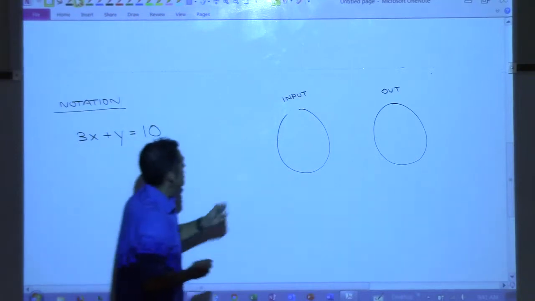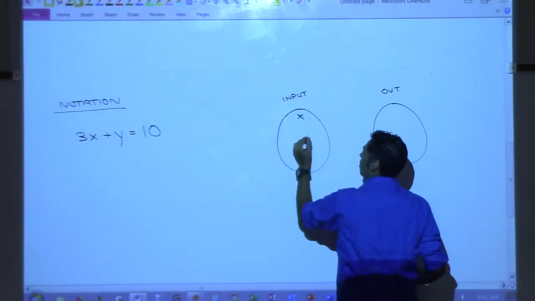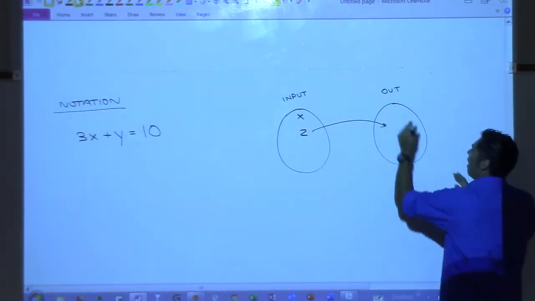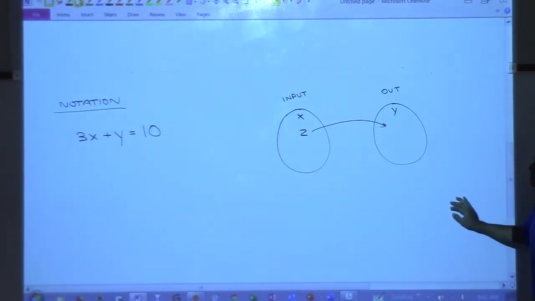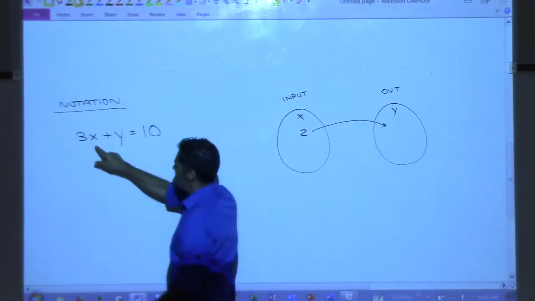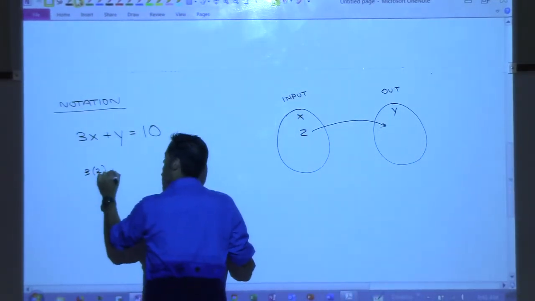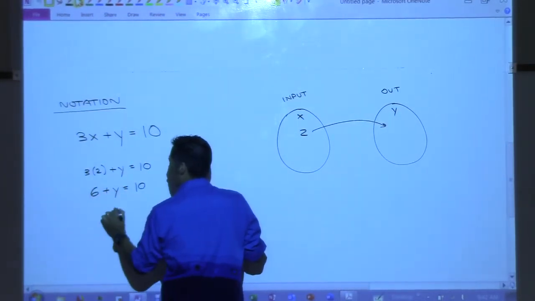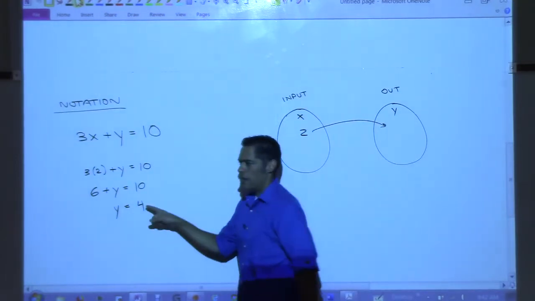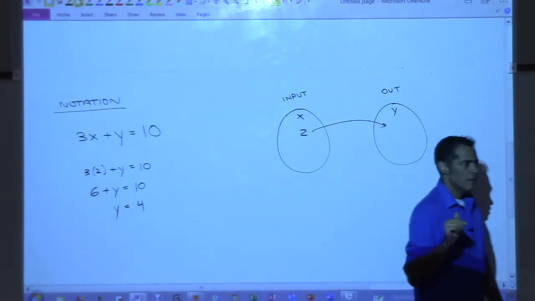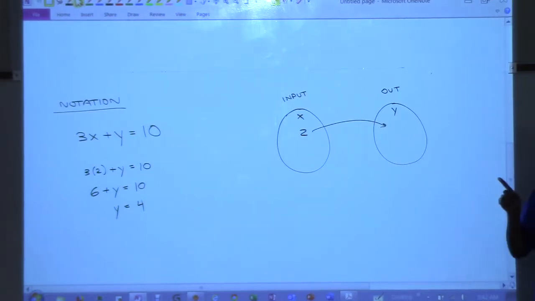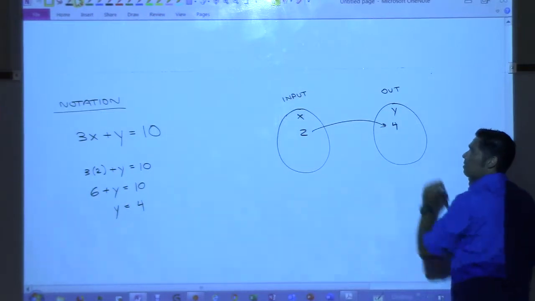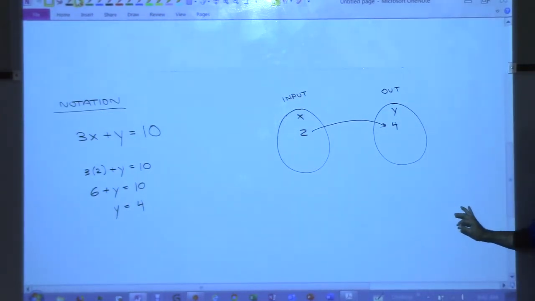Right? So if I say right now that my x is going to be, let's say, 2, what would our output, what would our y be? So let's just do it real quick. If this x is 2, that's 6 plus y equals 10. So then y would equal 4, right? Because you would have to subtract 6 on both sides, right? So if you plug in 2 for x, it's going to spit out and force your y to be 4. Agreed? All right. Let's do another one.